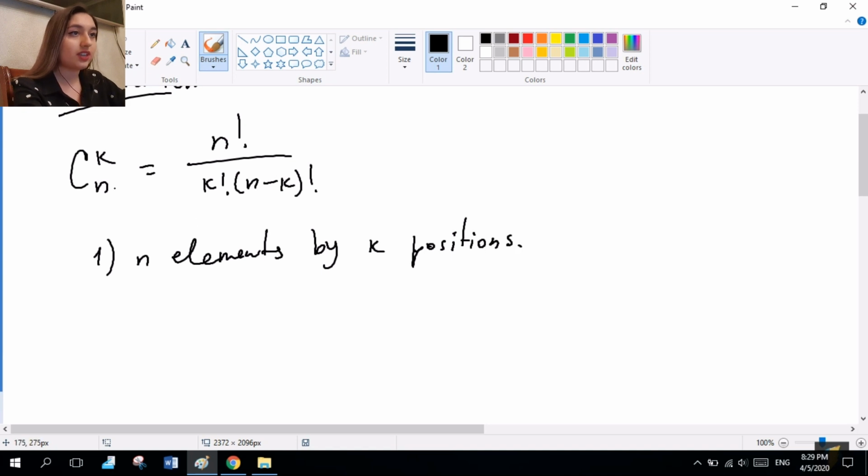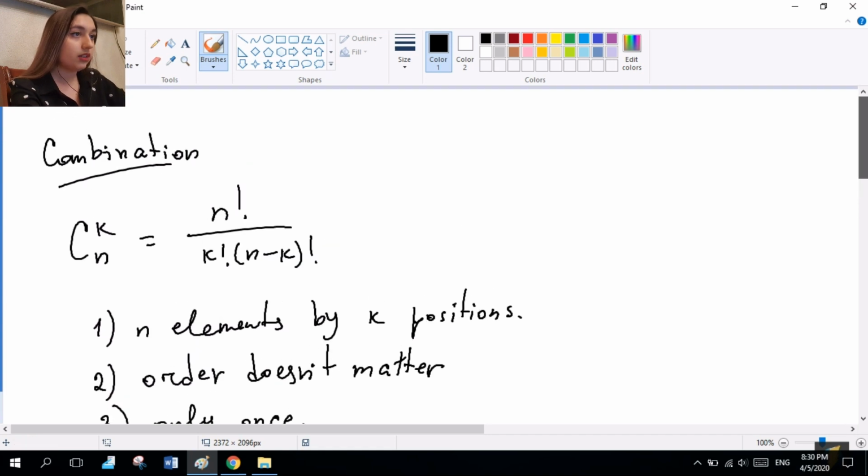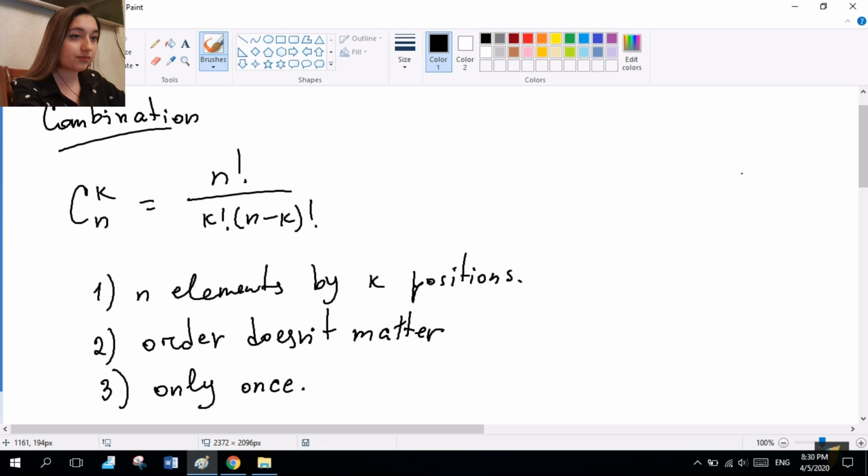You also have to understand that k is less than n, so we have more elements than we have positions. Now the second thing is that our order in combination doesn't matter. And each element should be used only once. Let's solve some problems. So the first problem is: 3 out of 22 students are on daily duty in the class. In how many variants is it possible to choose 3 students to carry out the duty?